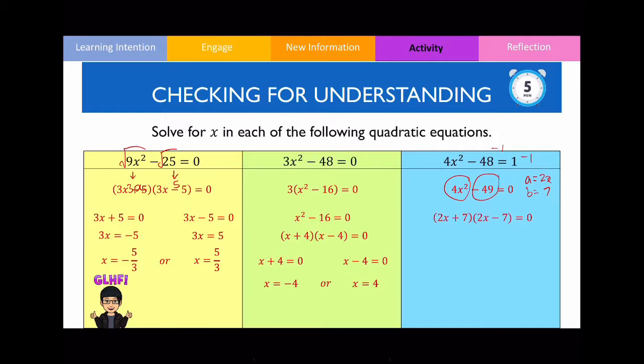So therefore, this is now my DOPS. I'll therefore equate each of these factors to 0 and solve for x. So therefore, this is the answer you should be getting.